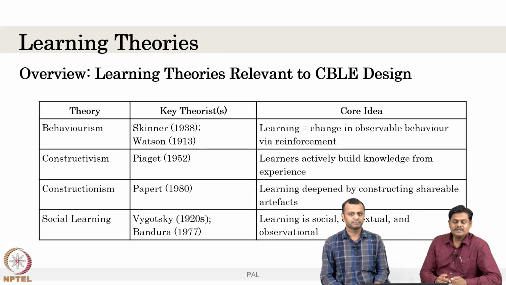So this is a table containing some core classic learning theories from the 1930s, I would say. The first one is behaviorism. It is from Skinner's and Watson's work. The core idea is that they consider learning as a change in observable behavior via reinforcement. Okay. So the next theory is constructivism.